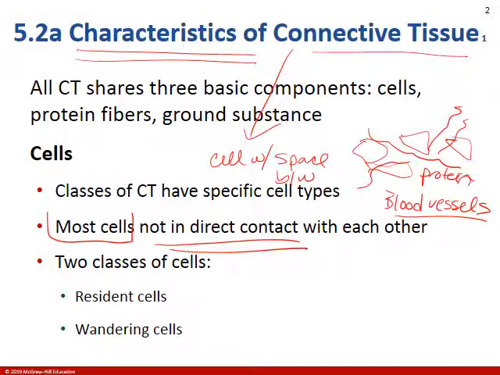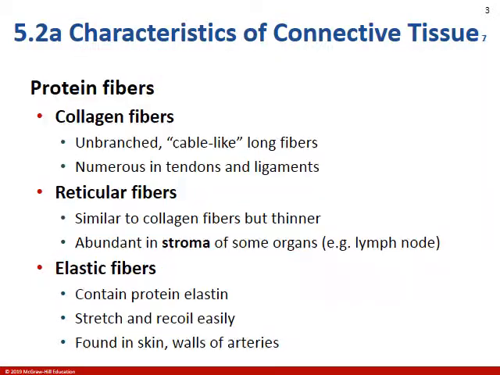Now, this isn't always the rule. We'll see some dense connective tissue where the cells are packed together. But for the most part, if you see a bunch of cells and there's space in between them, it's probably connective tissue, with the exception of nervous tissue.